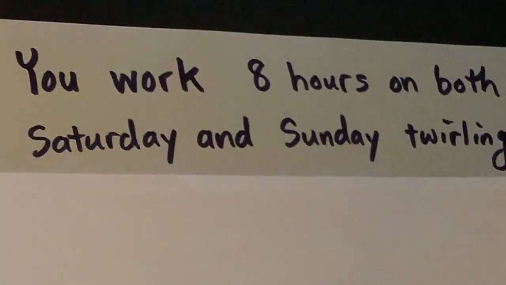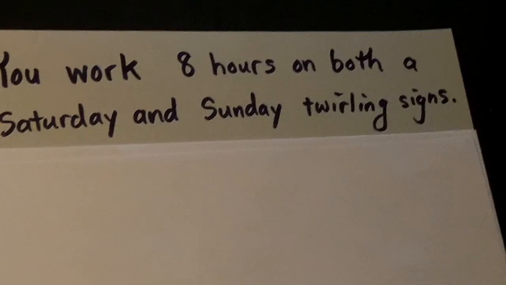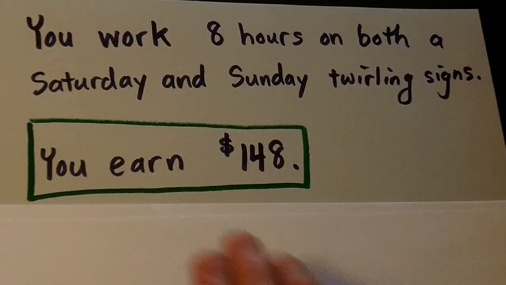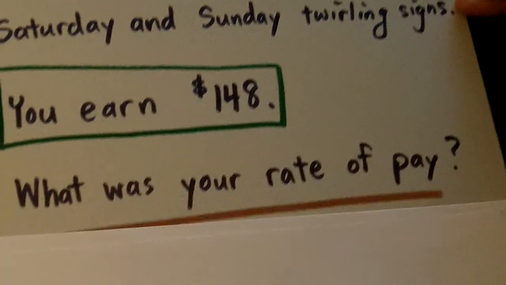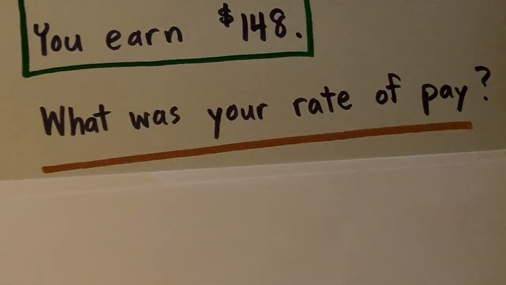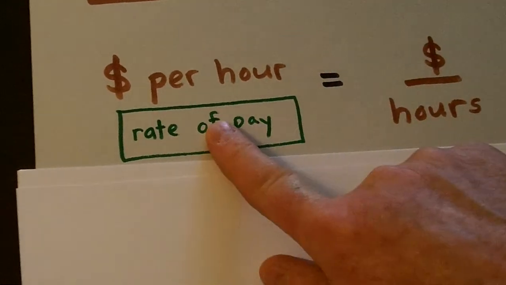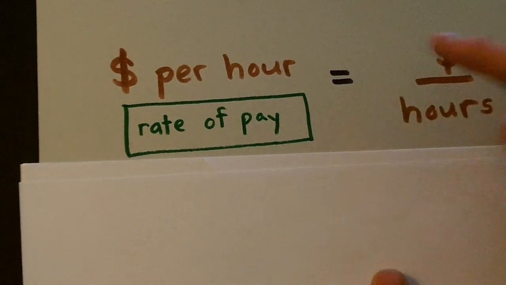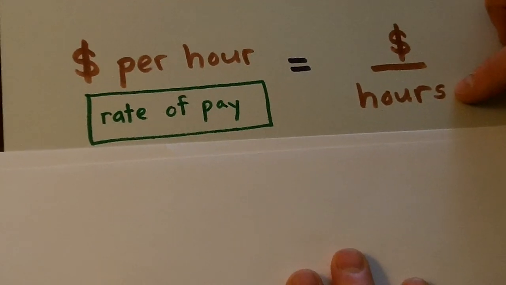Our second problem revolves around, you're going to have a job where you work 8 hours on both a Saturday and Sunday twirling signs. Okay? Now you're going to earn $148 over those 2 days. What was your rate of pay? Now, your rate of pay is dollars per hour, which is equal to the amount of dollars you earned by the amount of hours you worked.